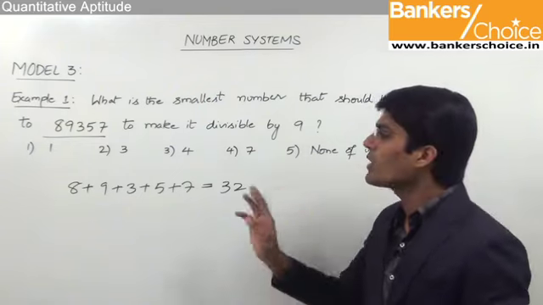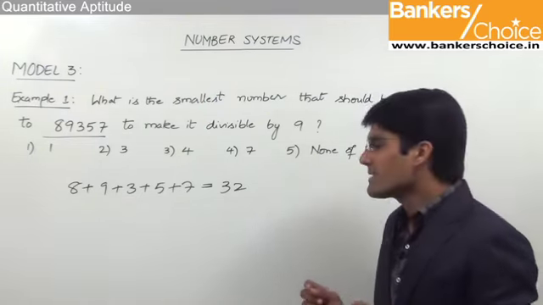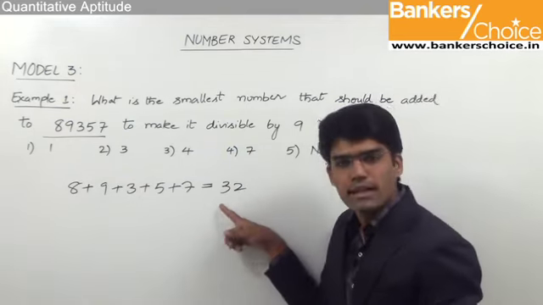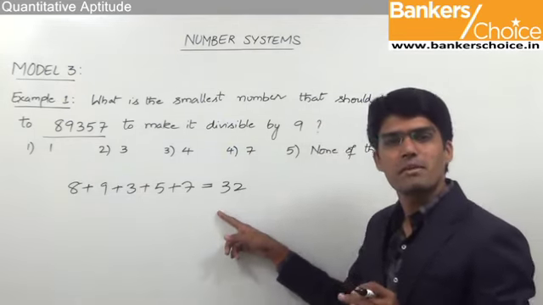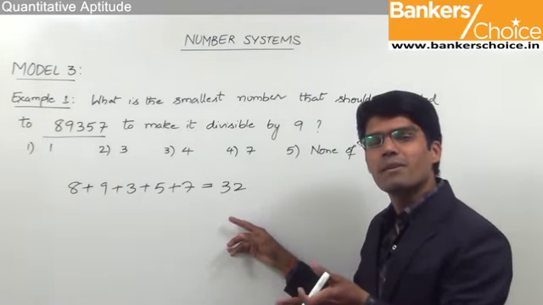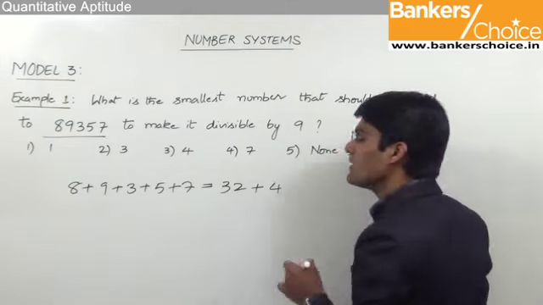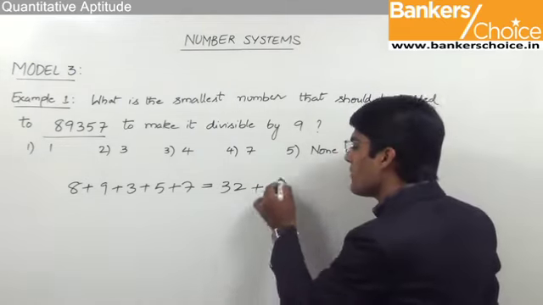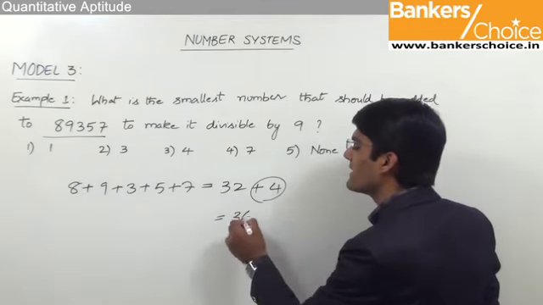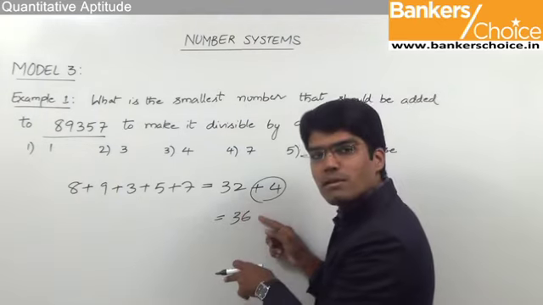Now the question here is what should be added so that it becomes divisible by 9. So let us first of all understand what should be added to 32 so that it becomes divisible by 9. We know that the very next number after 32, which is a multiple of 9, is 36. And 36 can be obtained by adding 4 to this number. So once we add 4 to 32, it becomes 36, and 36 is a multiple of 9. Hence, this number is divisible by 9.